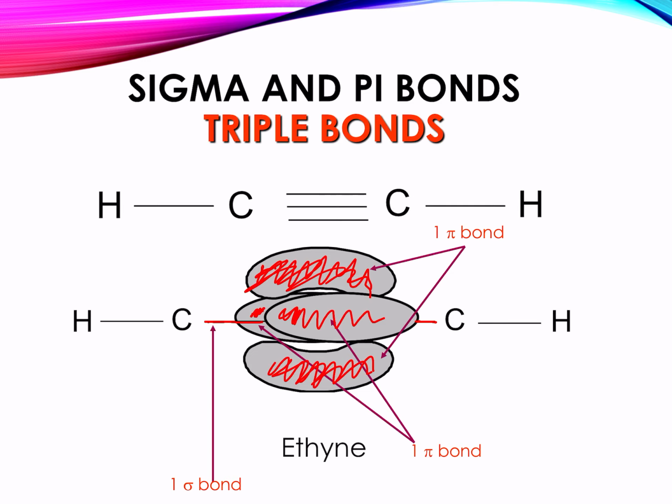But again, whenever we have a pi bond, there are always 2 areas. There are 2 lobes of the pi bond. So one lobe is above, the other one's below. If one lobe is going into the plane, the other one's coming out of the plane. Okay, so triple bonds are 1 sigma bond and 2 pi bonds.